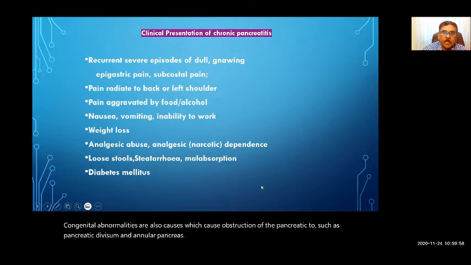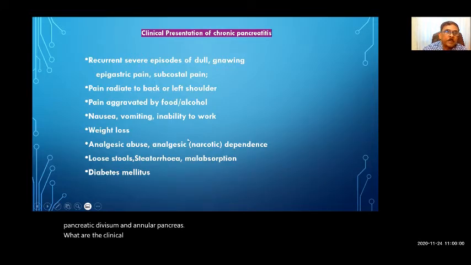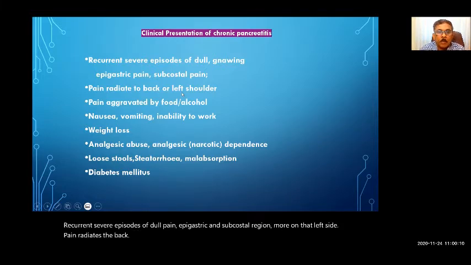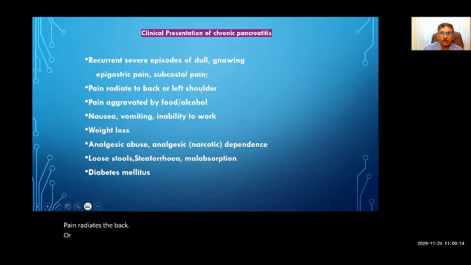What is the clinical presentation of chronic pancreatitis? Recurrent severe episodes of dull pain, in the epigastric and subcostal region, more on the left side. Pain radiates to the back and to the left shoulder, aggravated by food and especially alcohol. Nausea, vomiting, and inability to work are other complaints.